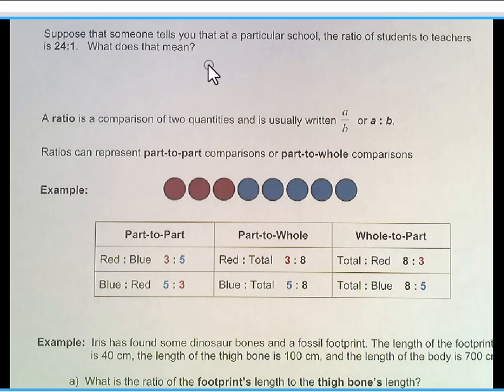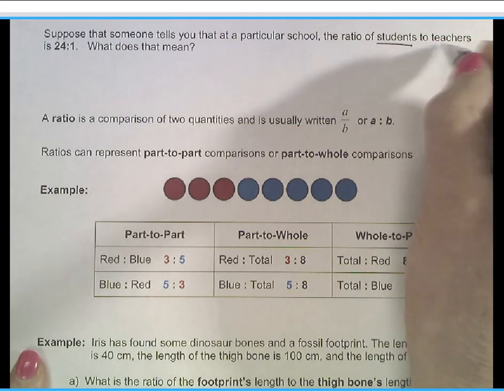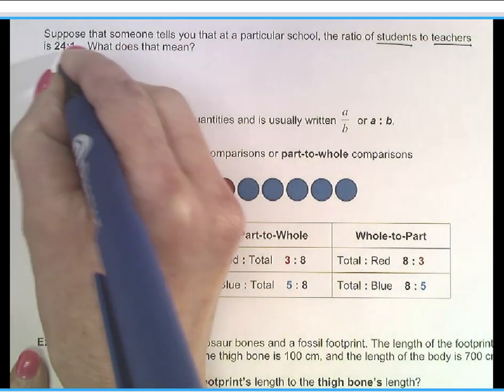Let's say that someone tells you that at a particular school, or maybe in a particular school district, the ratio of students to teachers is 24 to 1. What does that mean when they say that? A lot of times when you go to get a job in different school districts, one of the things you want to know is what is the student-teacher ratio. Students to teachers. Students to teachers is 24 to 1.